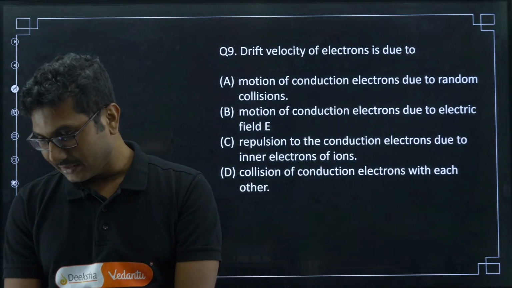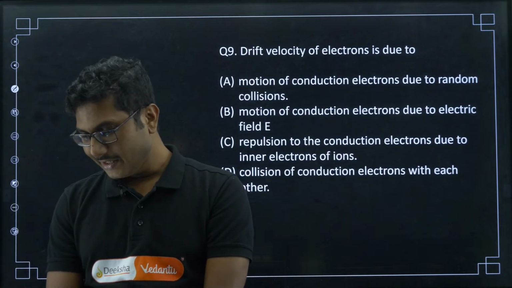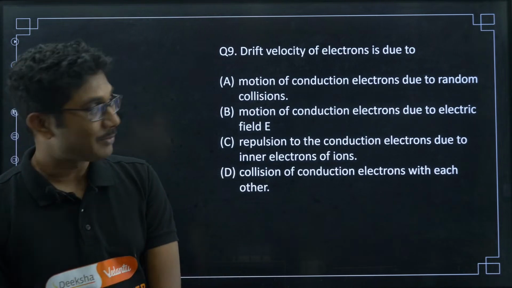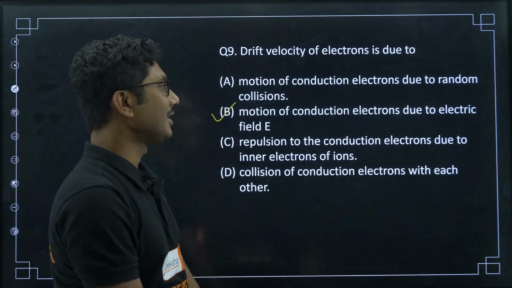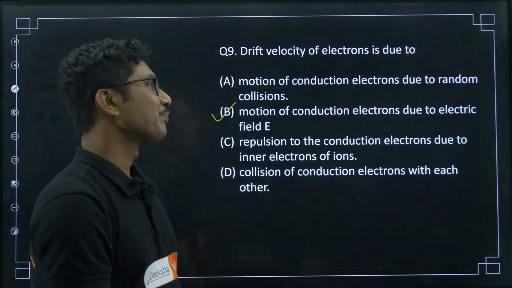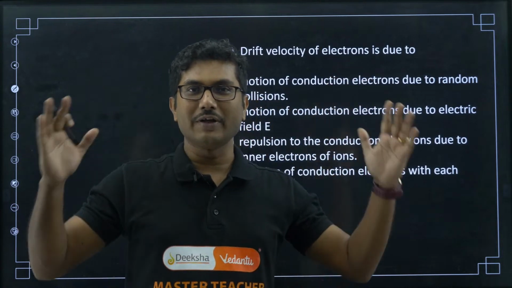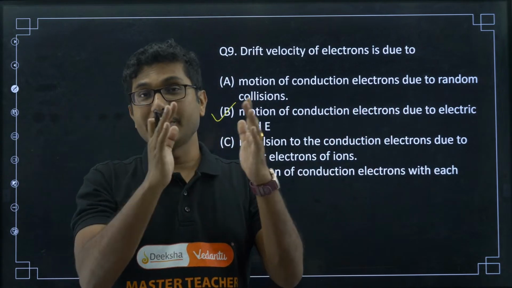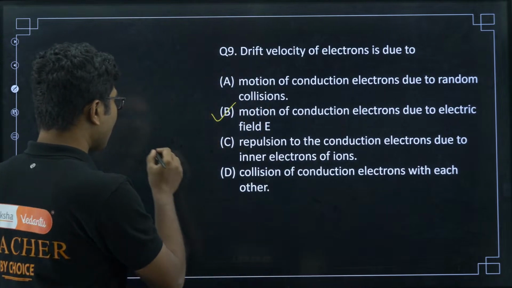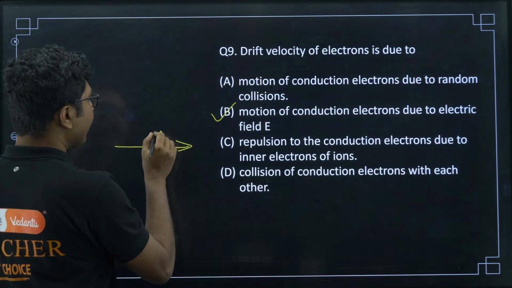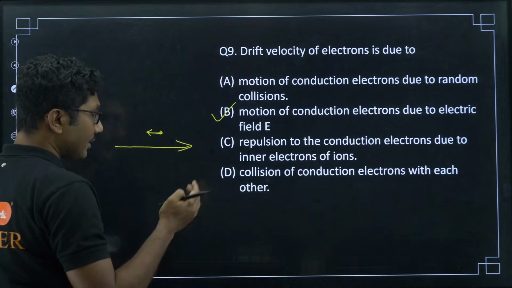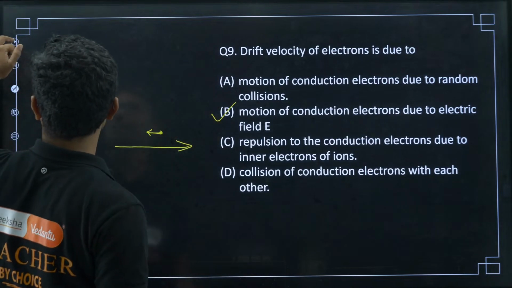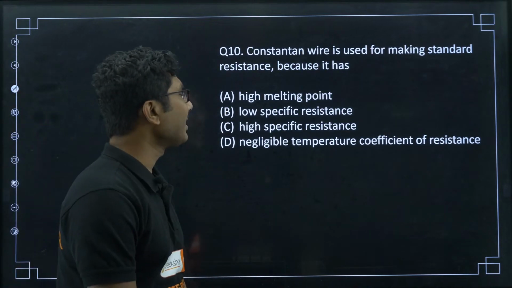Yes, I can see some students have already answered it. Varija saying 9B, Shankar saying 9B, Aman also coming in with 9B. Yes, motion of conduction electrons due to electric field E. Whenever you apply an electric field, the electrons slowly start drifting in the opposite direction of the applied electric field, right? That is why it is called drift velocity. Slowly it is moving. Question number 10.